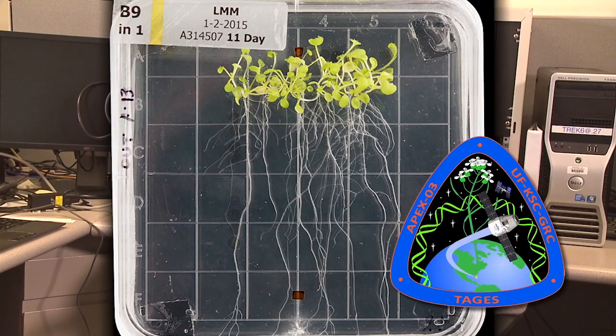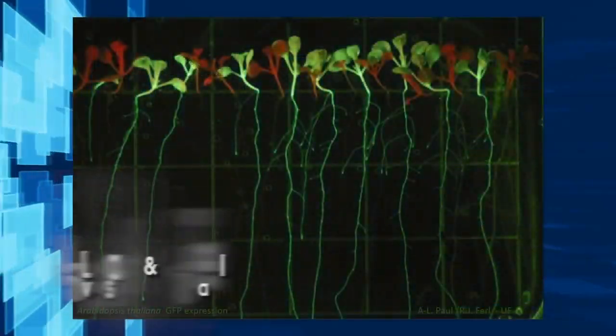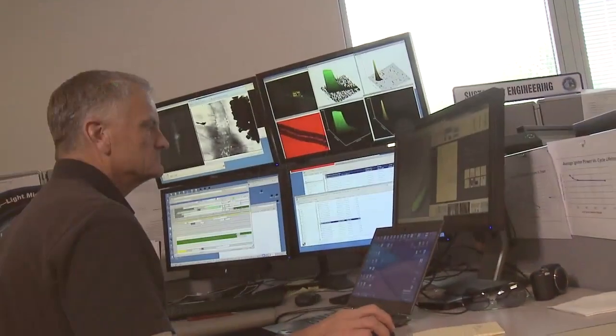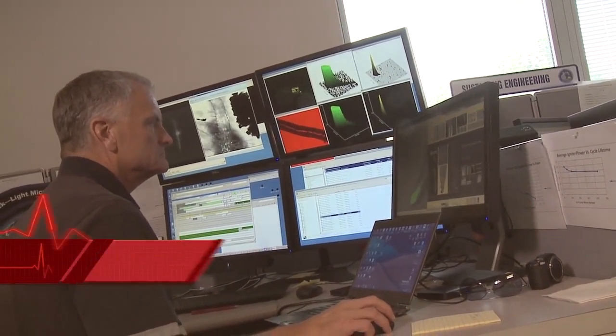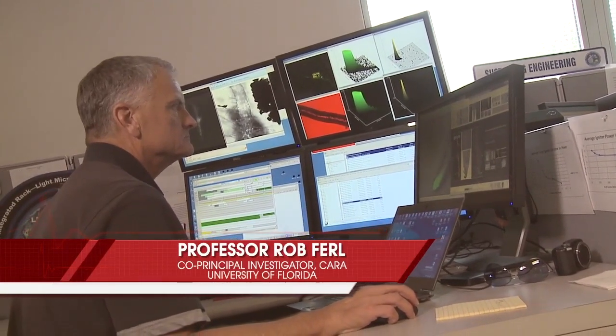The Apex 3-2 TAGES experiment is, in a way, a follow-on experiment of our earlier TAGES experiment that flew on Apex 1. The experiment uses the same organism, Arabidopsis thaliana, the model organism of the plant world. What we've done with this experiment is engineer them with a number of different green fluorescent reporter genes that we're going to be following specific expression patterns of using the LMM microscope.